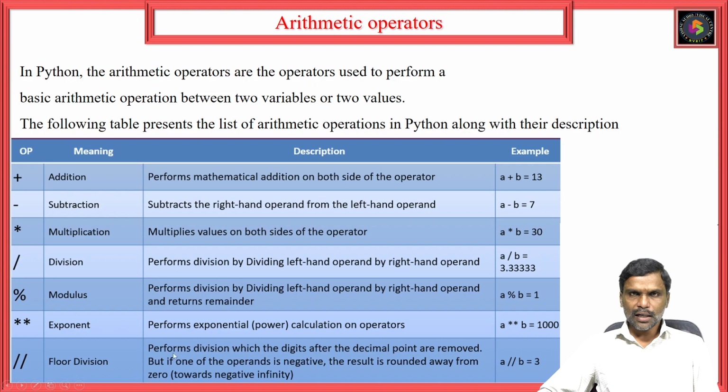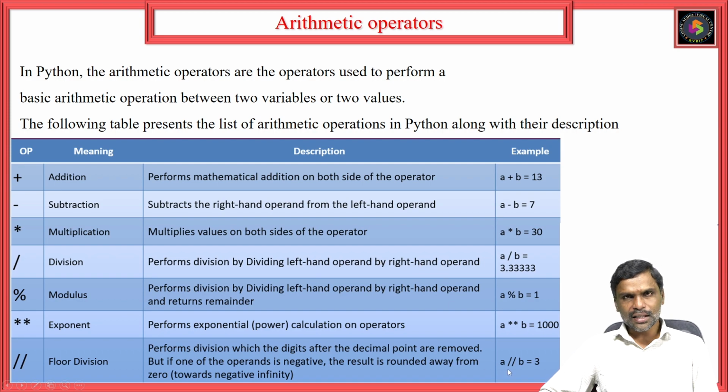Similarly, floor division. Here you can observe this is a new term, floor division. It performs the division where the digits after the decimal point are removed, but if one of the operands is negative, then the result is rounded away from 0 towards negative infinity. If any operand is negative, it will be rounded away from 0 and moves towards negative infinity. But if it is a positive number, you can see here A is 10, B is equal to 3. 10 by 3 is 3.3 we got here in the division.